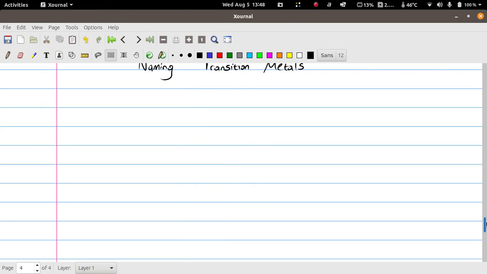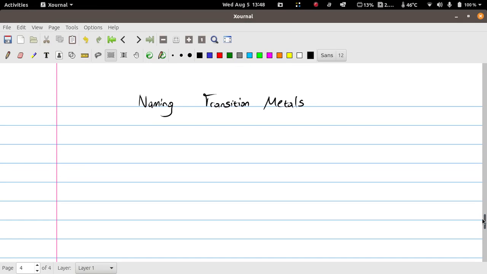Okay, so in this video, we're going to be talking about how to name a transition metal ionic compound, or ionic compound with a transition metal. It's not too difficult. It follows the same naming conventions as a normal ionic compound. There's one difference though, so I'm going to rewrite that really simplistically.